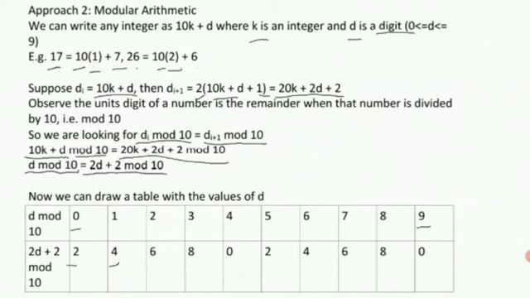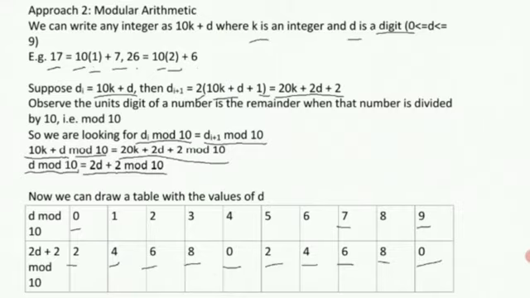Let's take a look at a more interesting case. For example, if d equals 7, then 2d plus 2 mod 10 is actually 16 mod 10, which is 6. And we do that same calculation for all the digits, and we have these numbers in the second row of this table here.